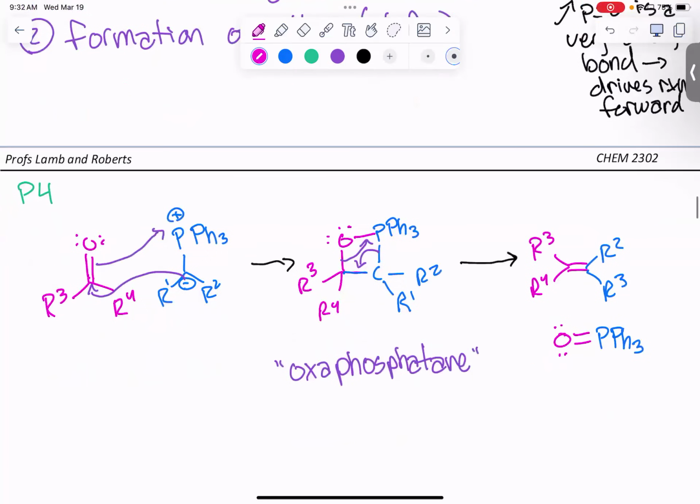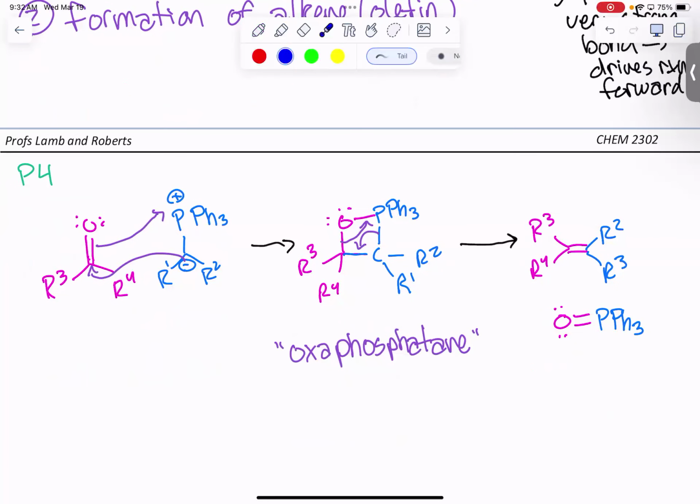And that's the mechanism of the Wittig reaction. All right, so just using chemical intuition, even though these look a little bit unfamiliar to us, chemical intuition is going to be really helpful for us to understand a mechanism that looks unfamiliar.